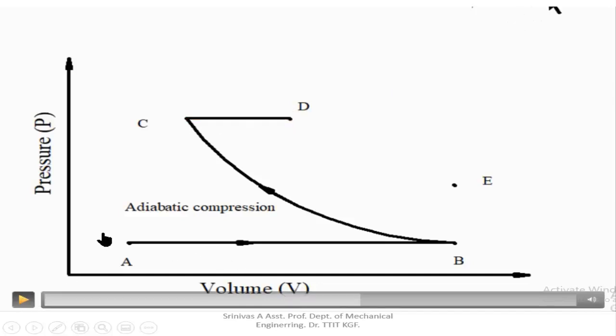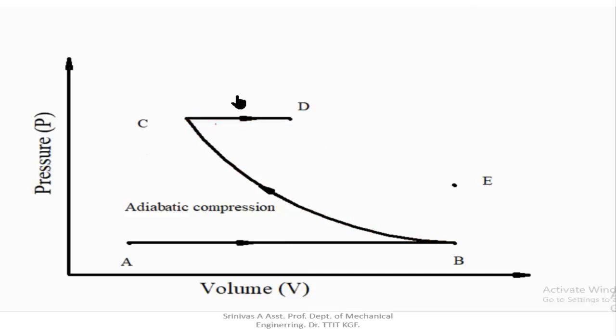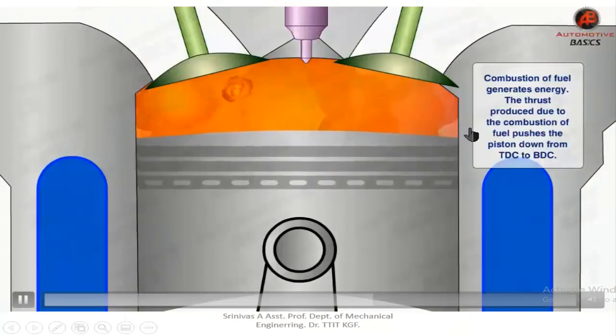For a small duration of time at constant pressure, the entire fuel gets burned. During the burning process the pressure and volume are increased, and that is represented as C to D in the PV diagram. Then the piston begins to move, that is, piston movement takes place from TDC to BDC.